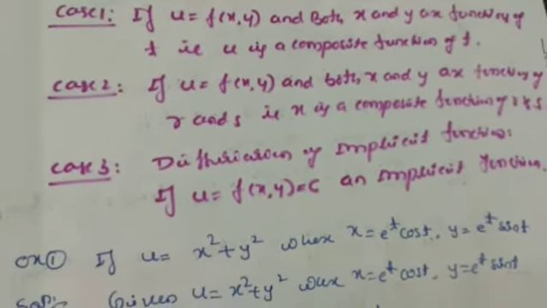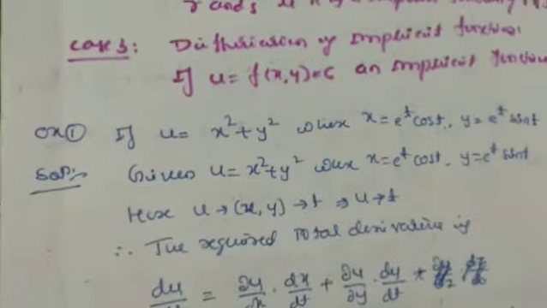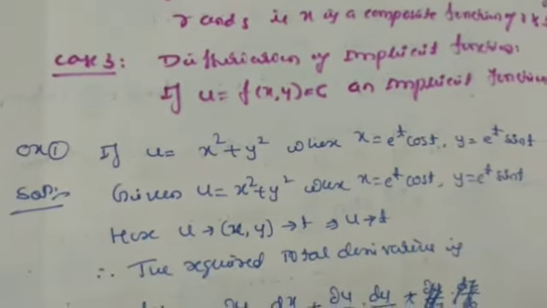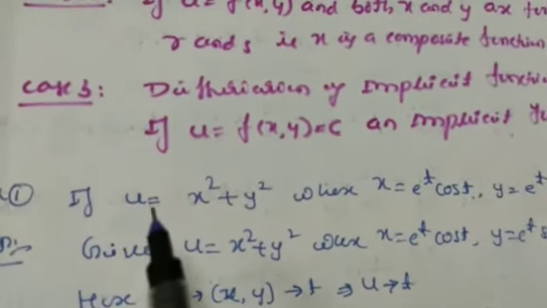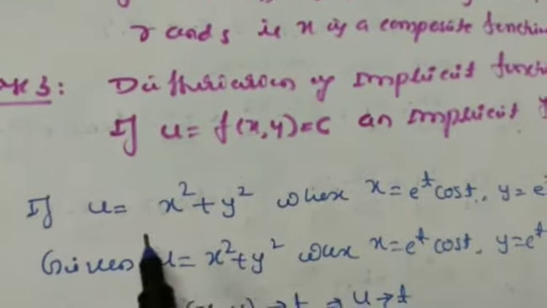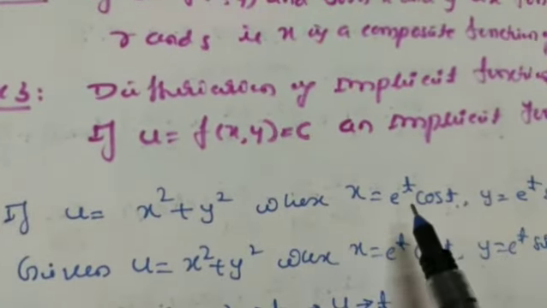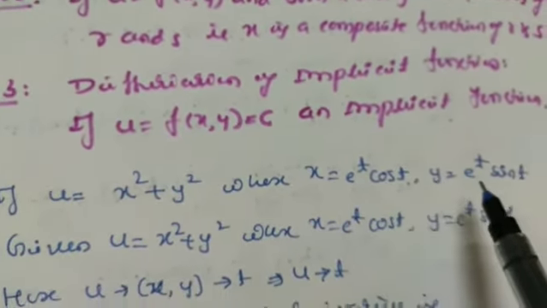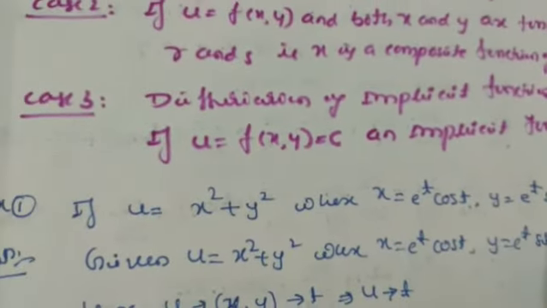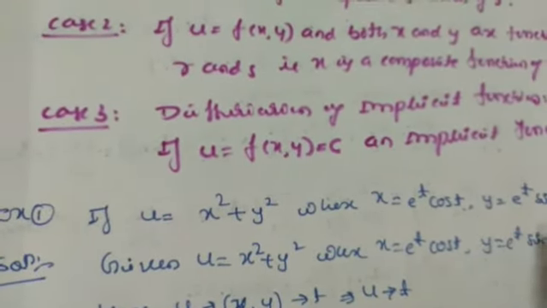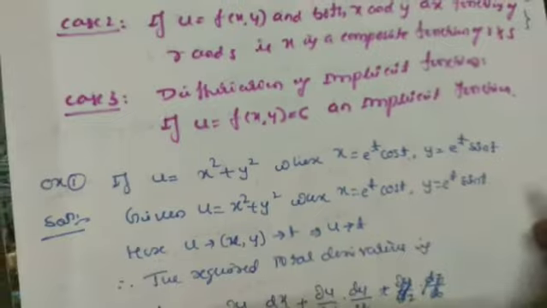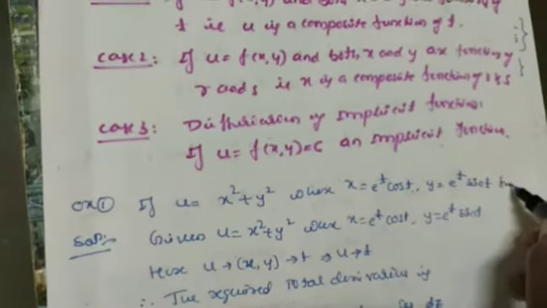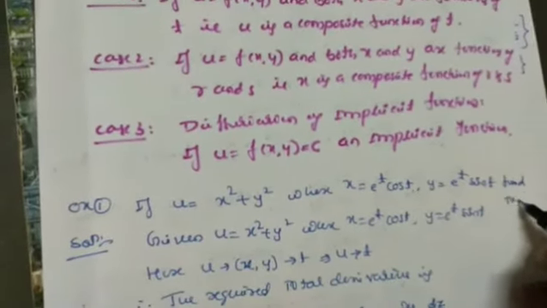Let us take some examples on these. First let us start with the first case. Let us take one example in this. If u is equal to x square plus y square, where x is equal to e raised to t cos t, y is equal to e raised to t sin t, then find the total derivative of this.